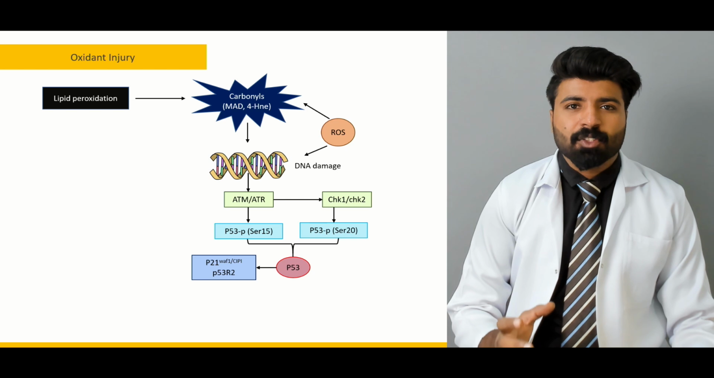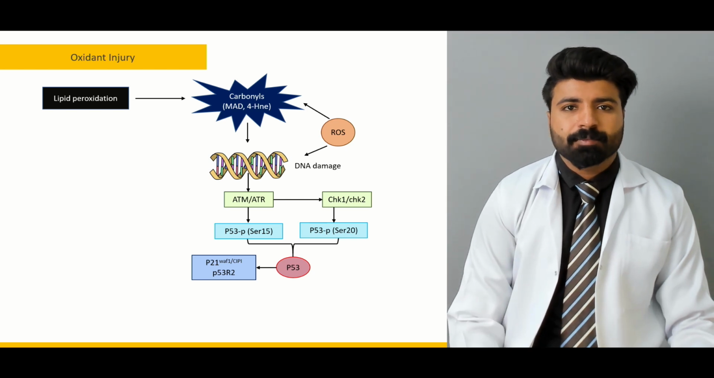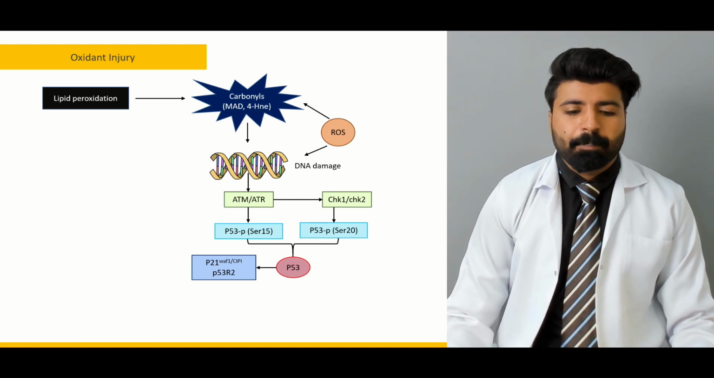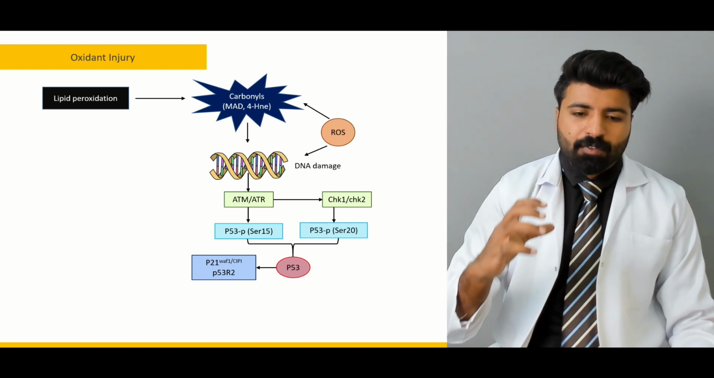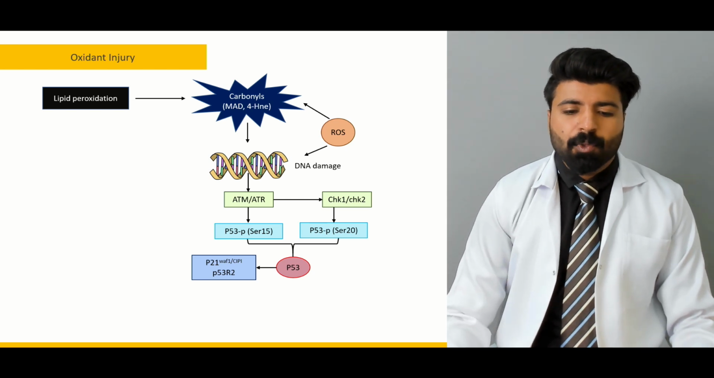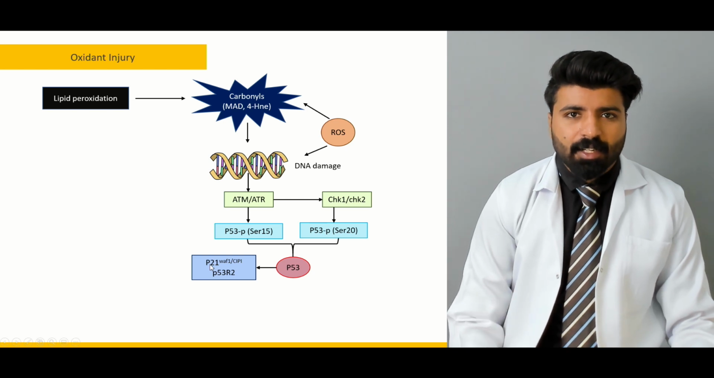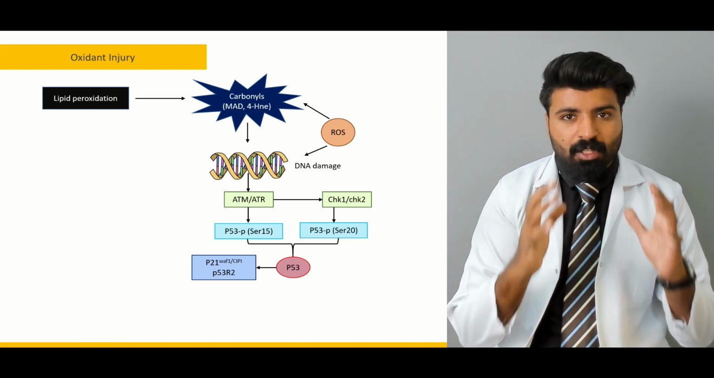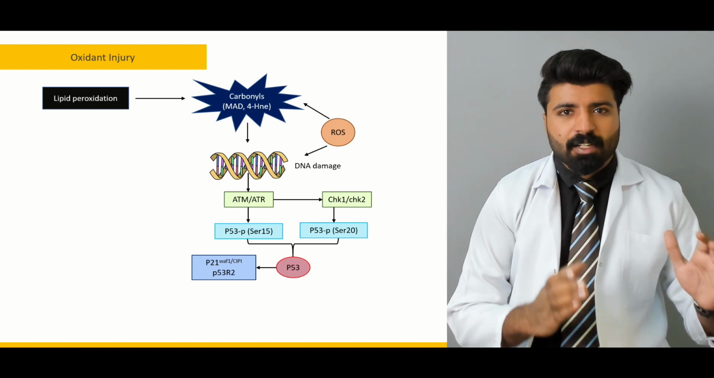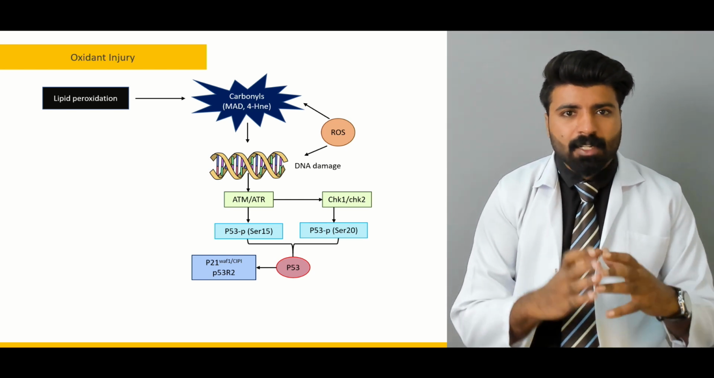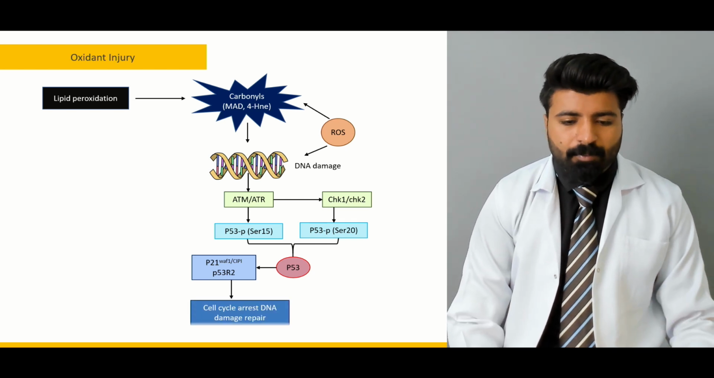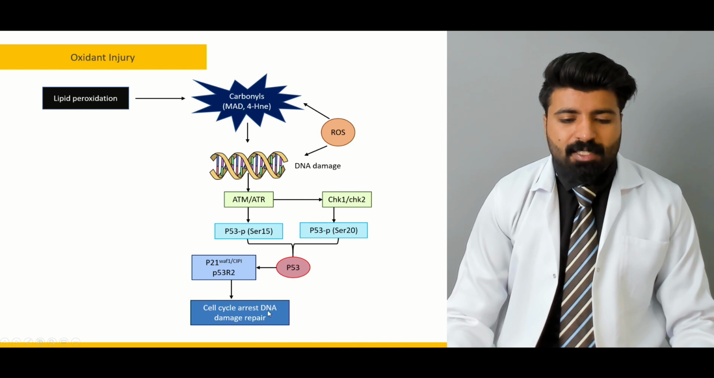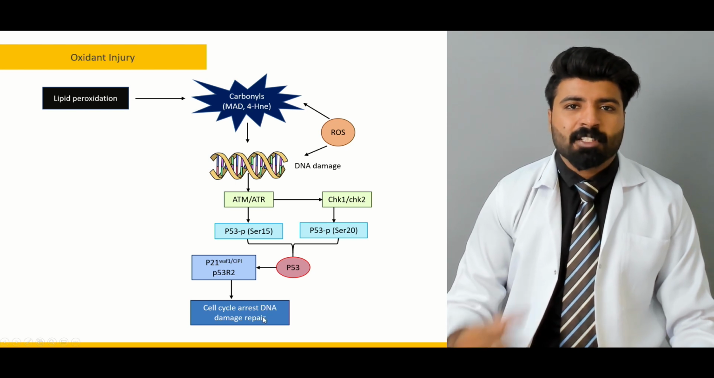Now P21 is actually an antagonist. P21 won't let the cycle go further. P21 will stop the cycle right there. P21 does not negate P53. It's actually going to negate what? Cyclins. It acts on the cyclins. It stops their functioning. And as a result, the cell cycle stops because cyclins have been stopped due to P21, protein 21 action. And the cell cycle goes into arrest and the DNA damage repair system is activated.